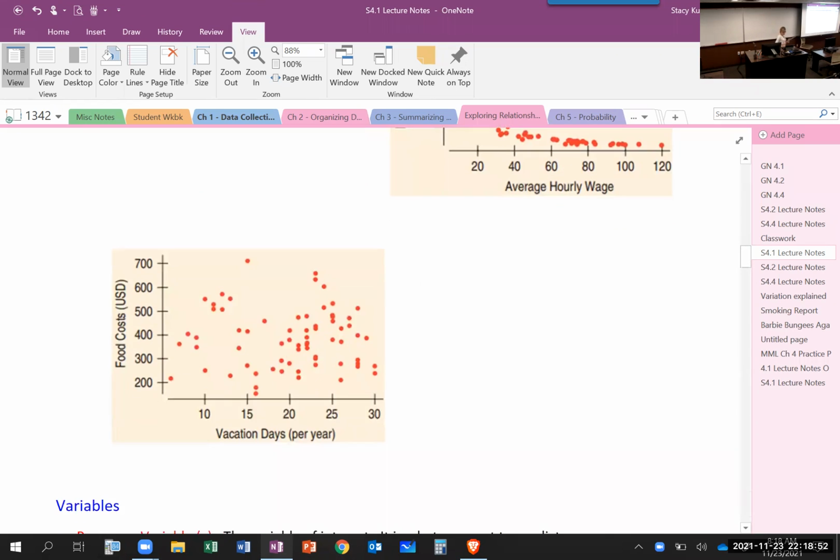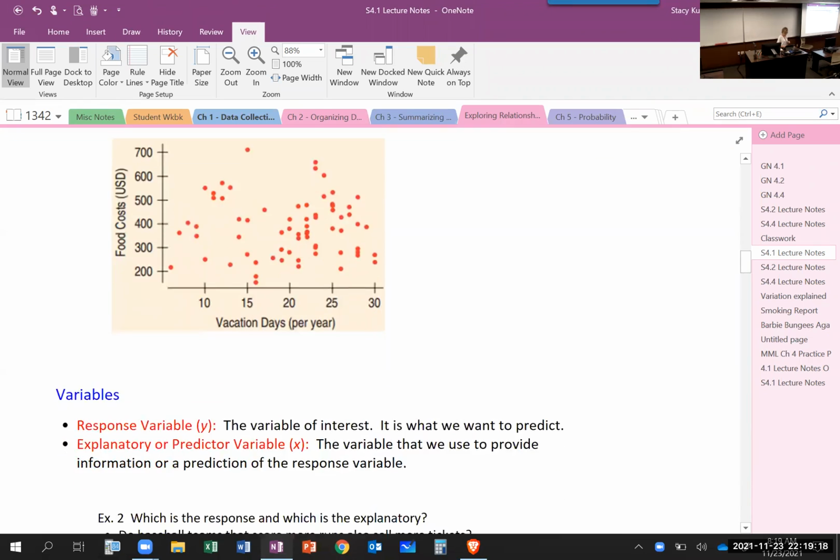Okay, I think we get an idea of what's going on here. Just real quickly, if we look at this one, vacation days and the cost of food. Does it look like there's a relationship right there? Not really, right? So you can see that if you have two quantities, two things that you want to throw in and see if there's a relationship, you can do it with almost anything. But that doesn't always mean that there's a relationship.